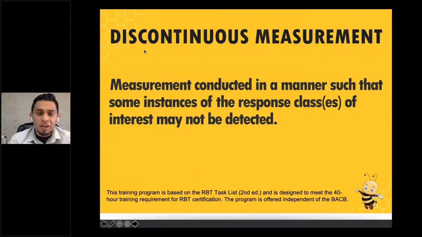All right, so now we're going to look at something called discontinuous measurement. This is the type of measurement that's conducted in a manner such that some instances of the response class or classes of interest may not be detected.